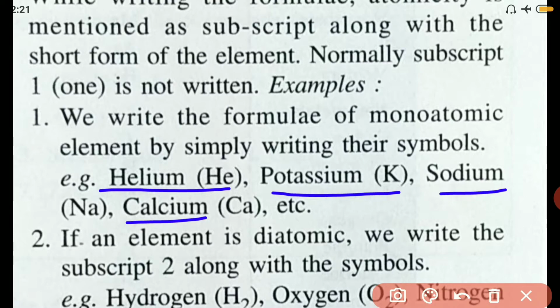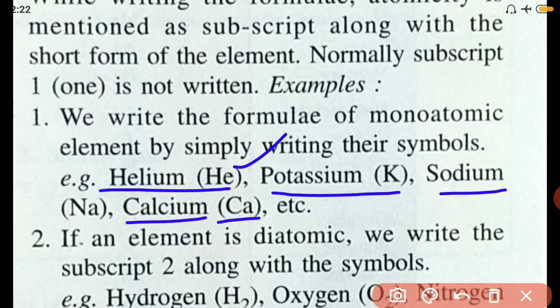Helium is written as He, so He will represent its symbol as well as its formula. K is the symbol for potassium as well as K represents one molecule of potassium. Sodium symbol is Na, whereas Na also represents a molecule of sodium. Calcium, whose symbol is Ca, also represents one molecule of calcium because all of them are monoatomic. Other examples will be like copper, zinc, etc.